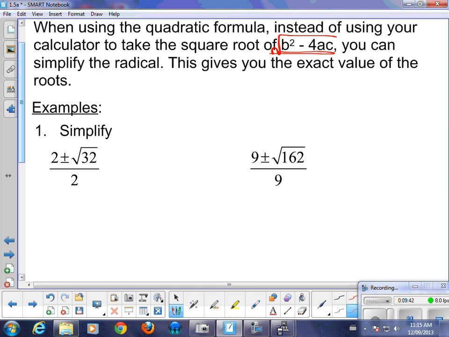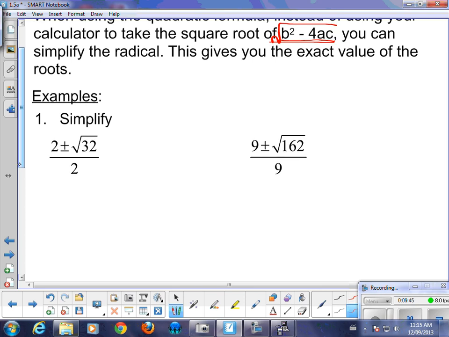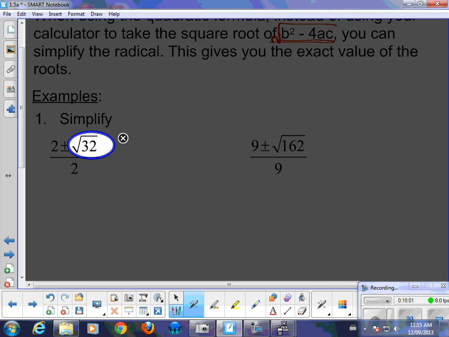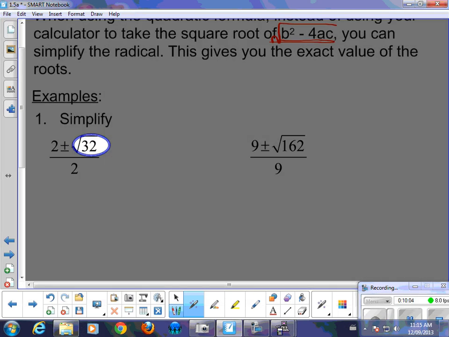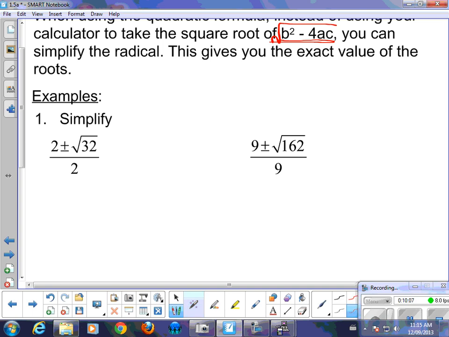So let's take a look at the first one. So it says simplify 2 plus or minus the square root of 32 over 2. So very similar to what we were doing when we were doing the radicals. Now, when we get a form like this, what we want to really watch out for is, first of all, I need to take that square root of 32 and put it in mixed form. So the first thing with that, remember that 16 times 2. So I know my next step is 2 plus or minus 4 square root 2 over 2.